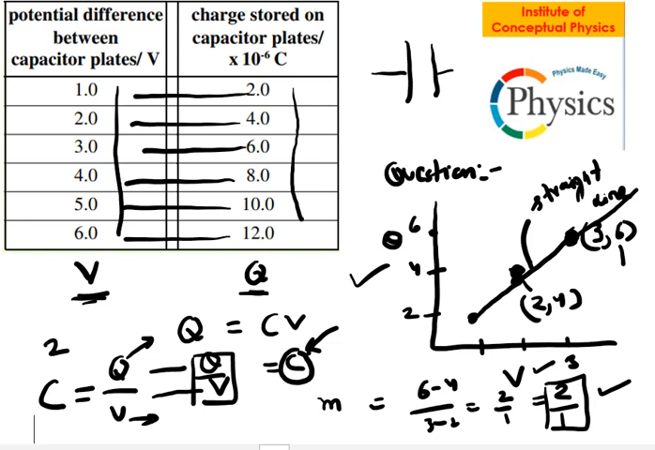So I hope this helps you understand the significance of the ratio of Q by V. Thank you very much.